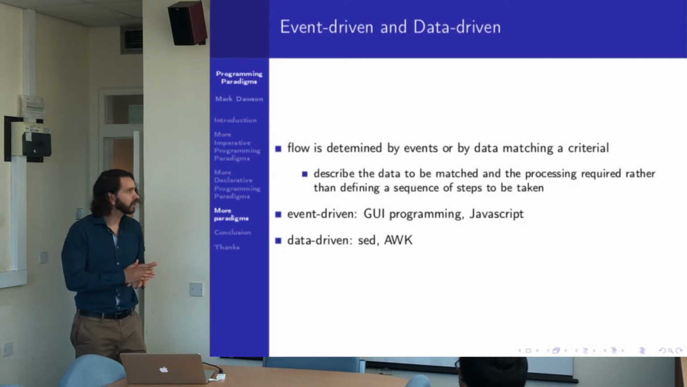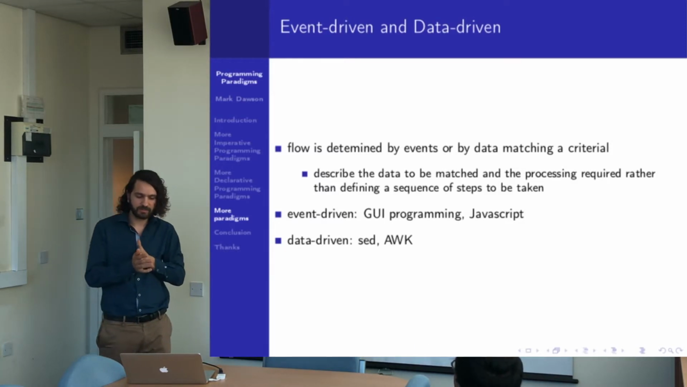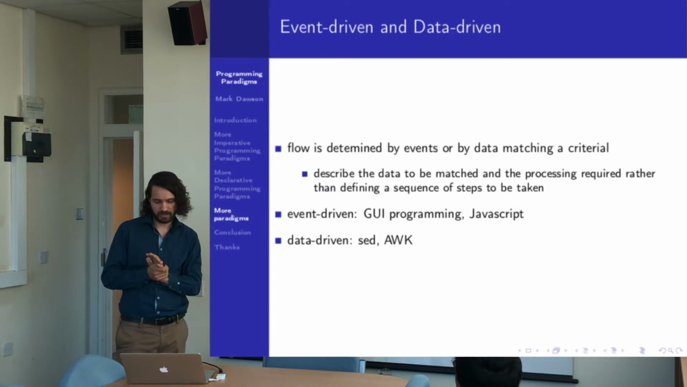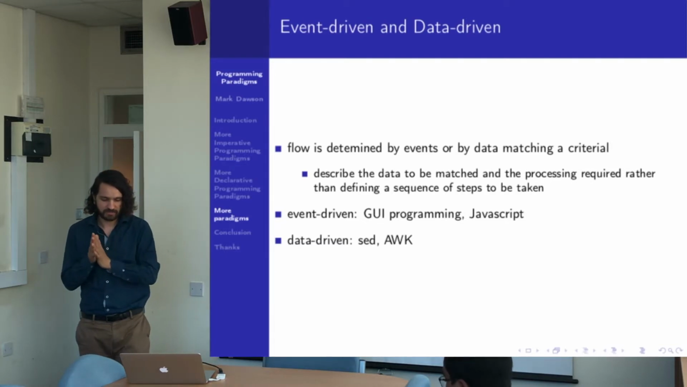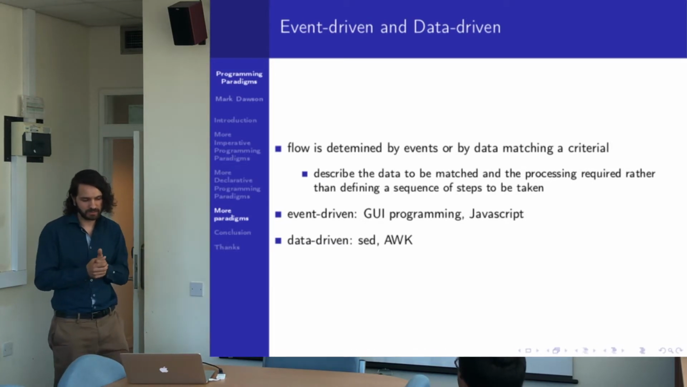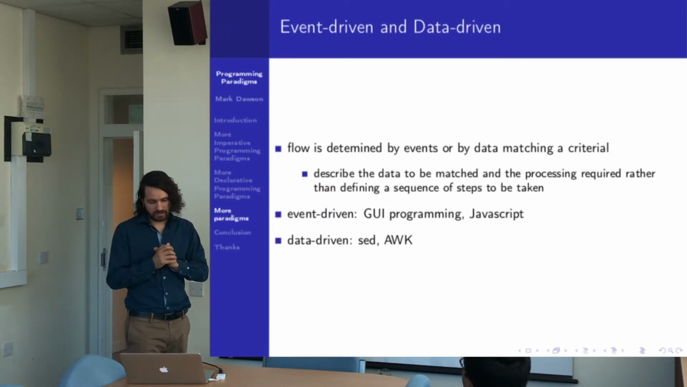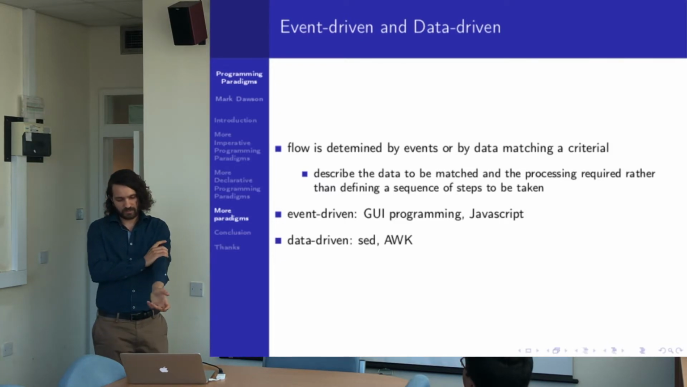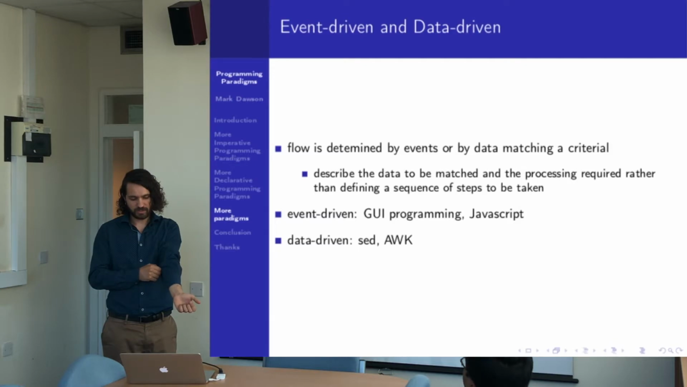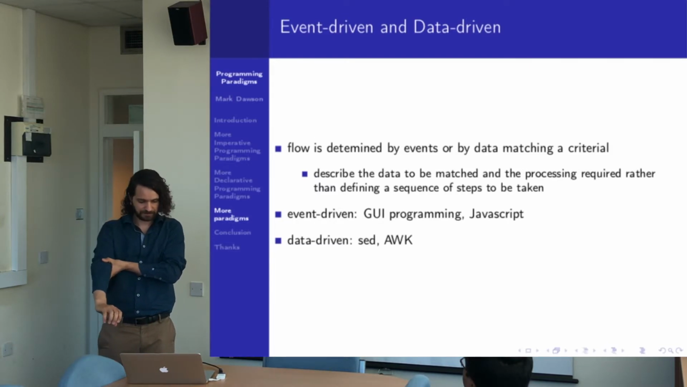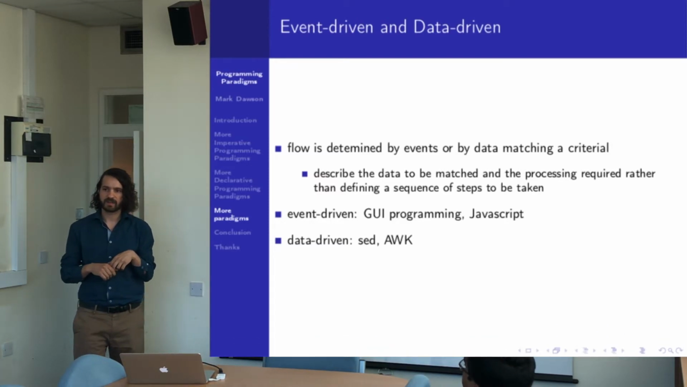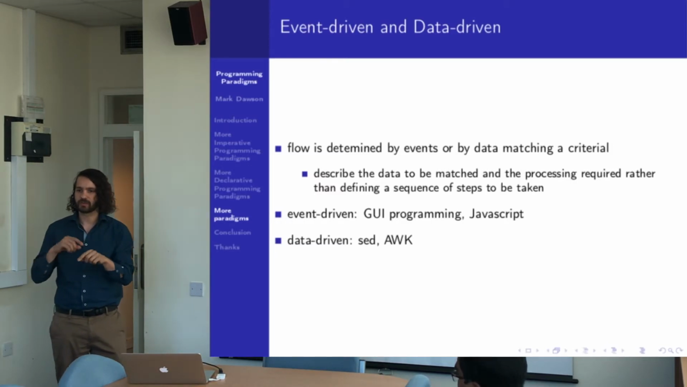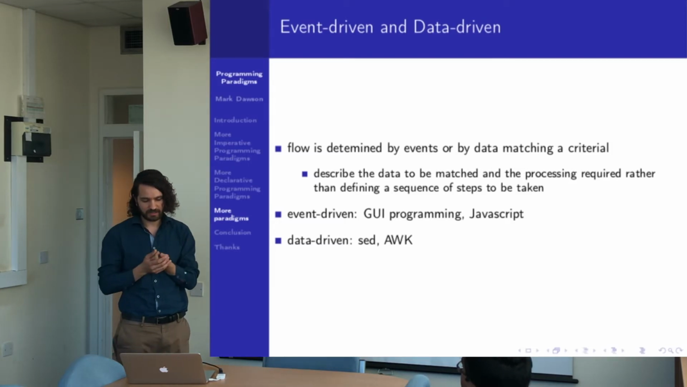Some more stuff. I've got event-driven and data-driven, which is quite interesting. The idea here is that flow is determined by events or data matching a criteria. I've lumped them together; they're generally not lumped together. In data-driven, I describe the data to be matched and the processing required, rather than defining the sequence of events. So sed and awk are good examples of this, or anything that looks at the data and does some branching or forking or control flow based on what's in the data.